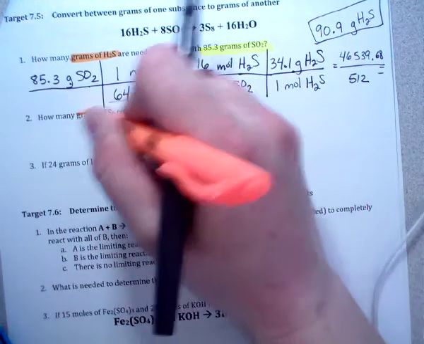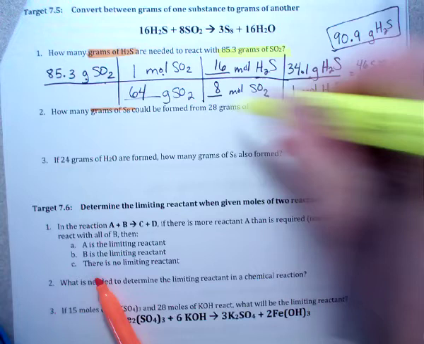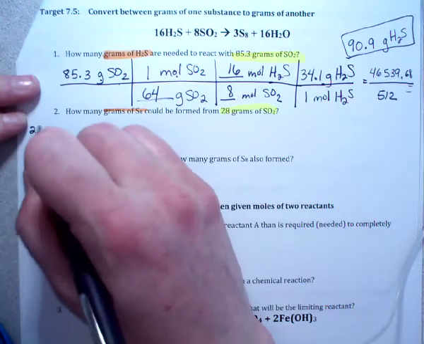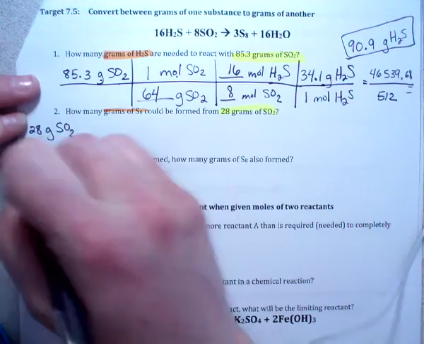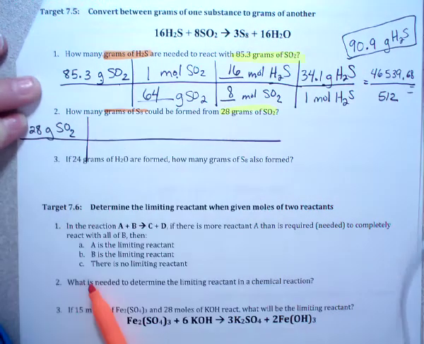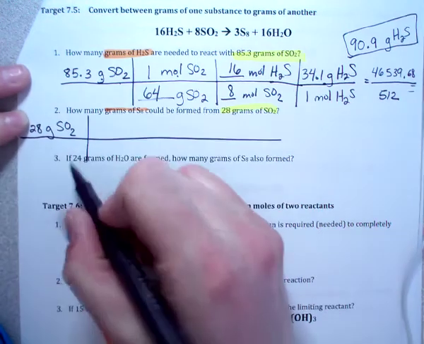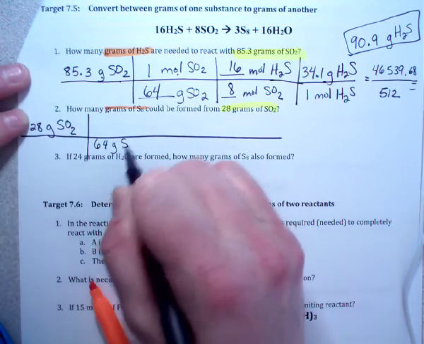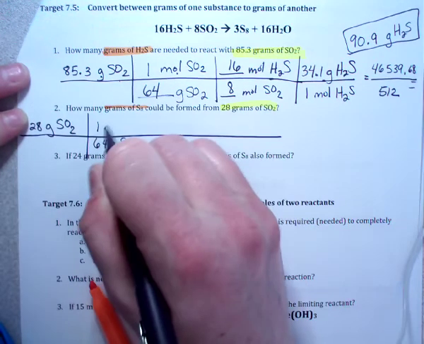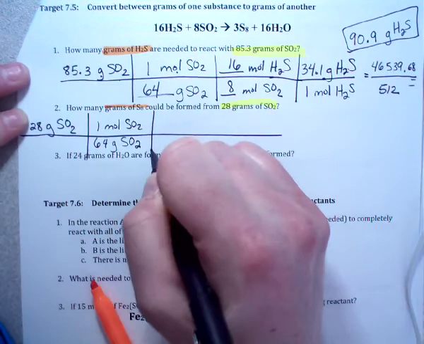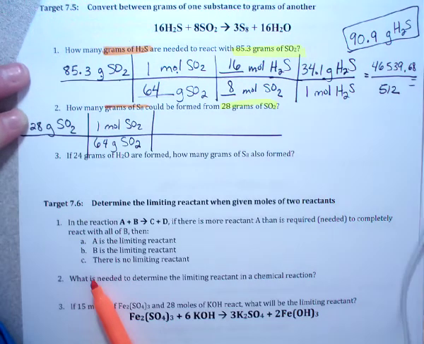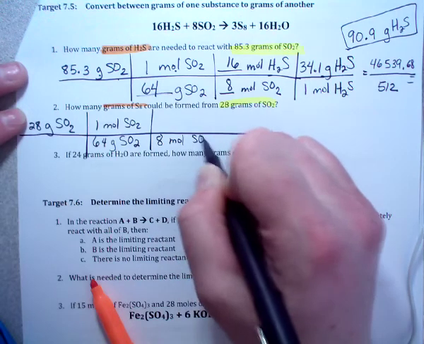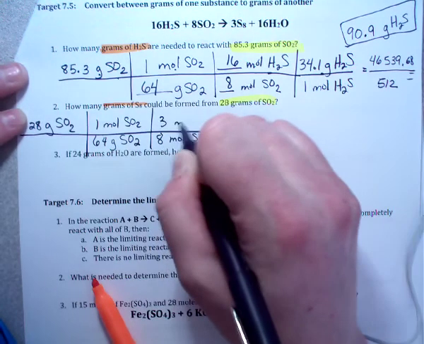Question 2, how many grams of S8 could be formed from 28 grams of SO2? Start with your given, 28 grams of SO2. I need to convert grams of SO2 into moles using the molar mass. There are 64 grams of SO2 for every 1 mole. Step 2 is to use my mole ratio. There are 8 moles of SO2 for every 3 moles of S8.